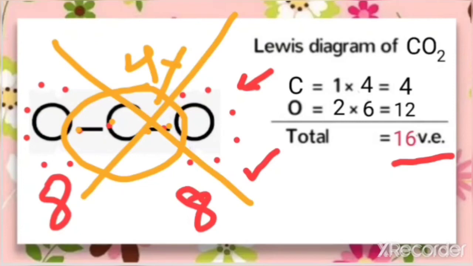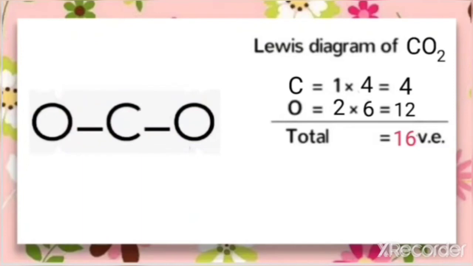So we are doing the trial and error method. So this is not the correct structure. In this case, after putting a single bond, if we are not getting the octet complete for all the atoms, then we have to put a double bond. Now put a double bond. So I am keeping a double bond here. First put a double bond on one side.